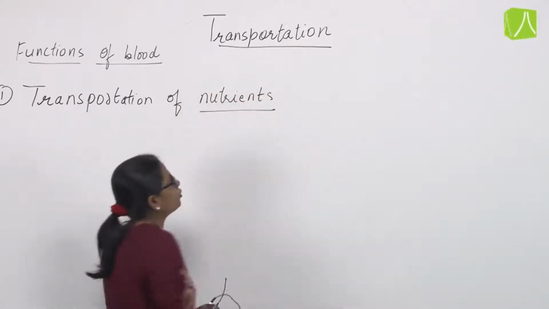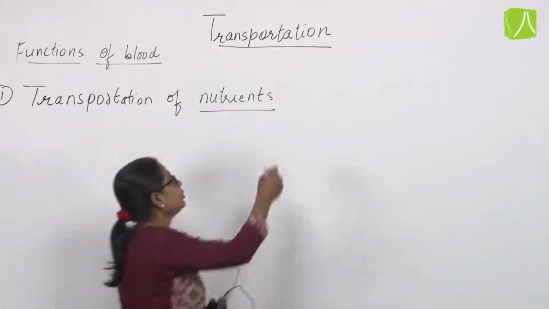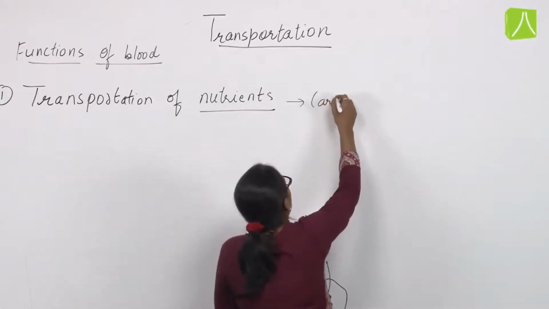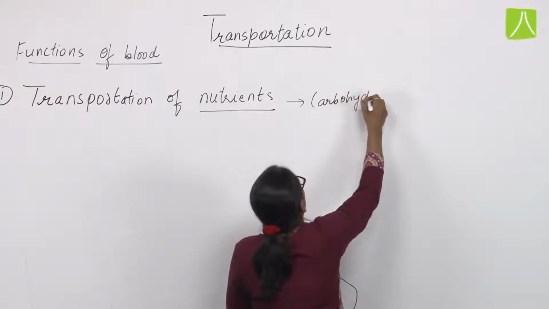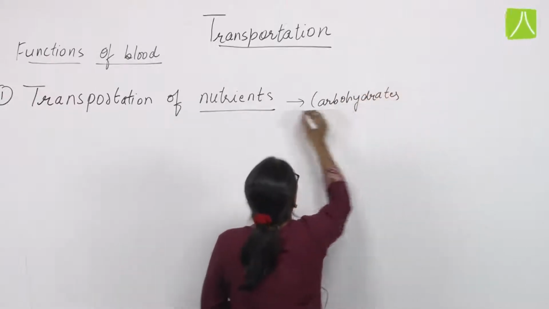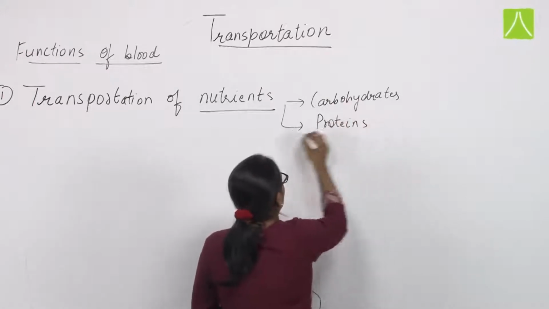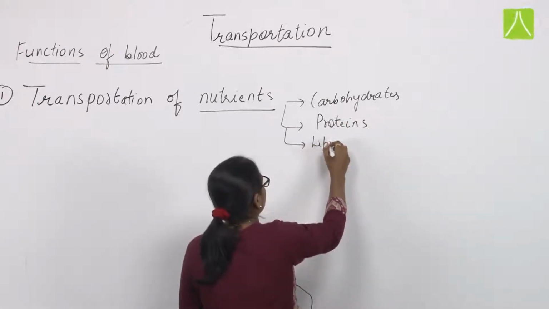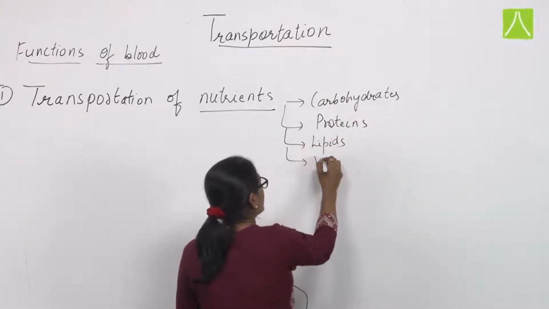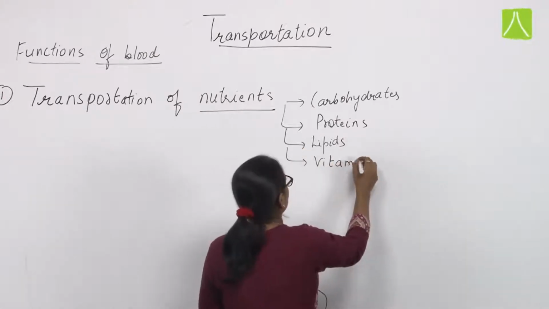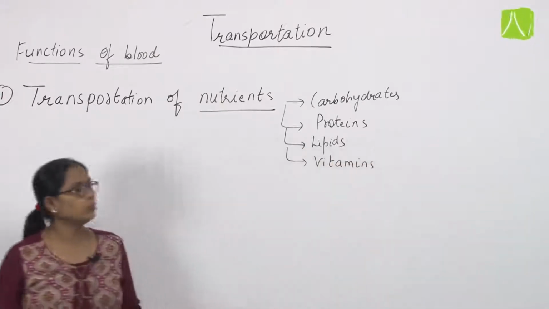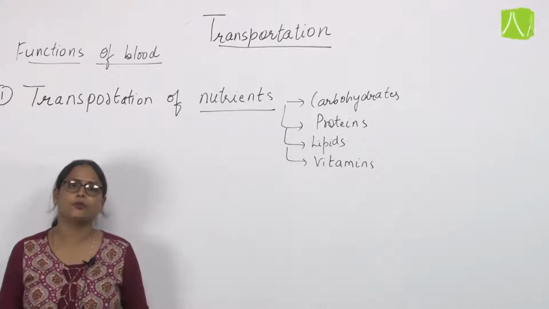Now what are all the nutrients we have? The nutrients we have are carbohydrates, proteins, lipids, as well as vitamins also. So these are nutrients which we get from food itself.